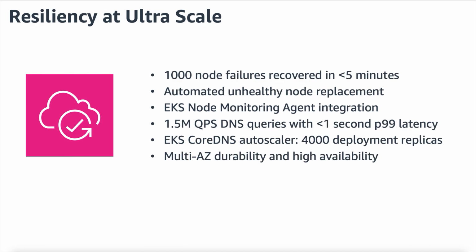We also tested DNS performance under extreme load by inducing cluster DNS queries at 1.5 million queries per second. The EKS CoreDNS autoscaler responded by scaling deployment replicas to 4,000 instances. Even under this massive query load, the P99 query latency remained below 1 second, ensuring that DNS resolution doesn't become a bottleneck for application performance. These resiliency tests validate that ultra-scale EKS clusters can handle both infrastructure failures and extreme load scenarios while maintaining operational stability.